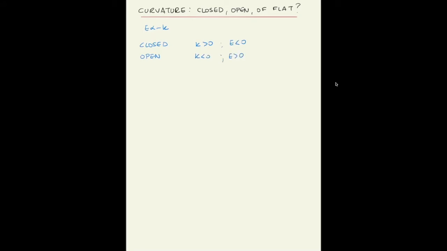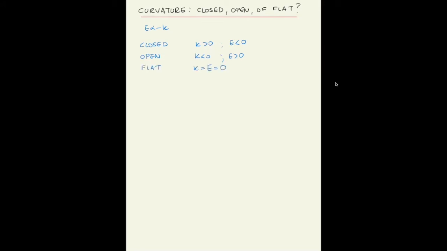As we saw, an empty universe has negative K. That makes sense. An empty universe has no matter, therefore no negative gravitational energy. It only has the positive kinetic energy of the expansion, therefore it is open. And the third possibility is a flat universe when K is equal to 0.